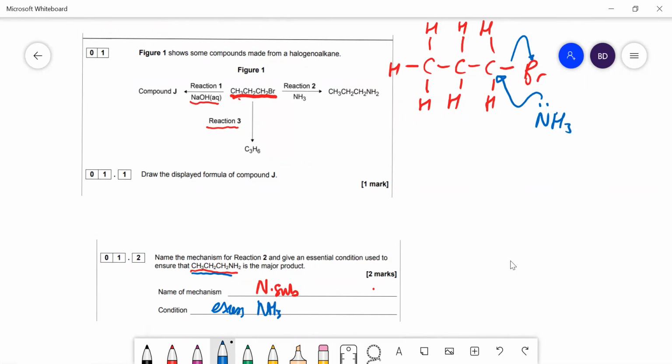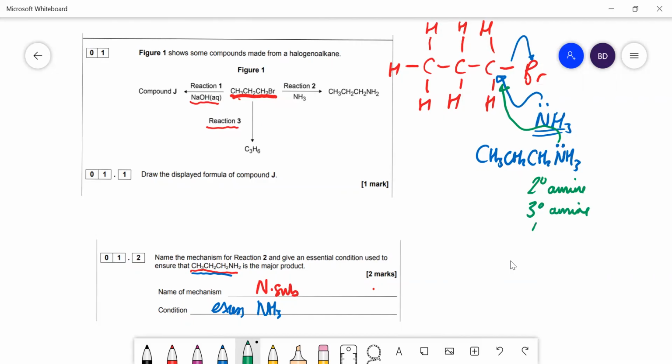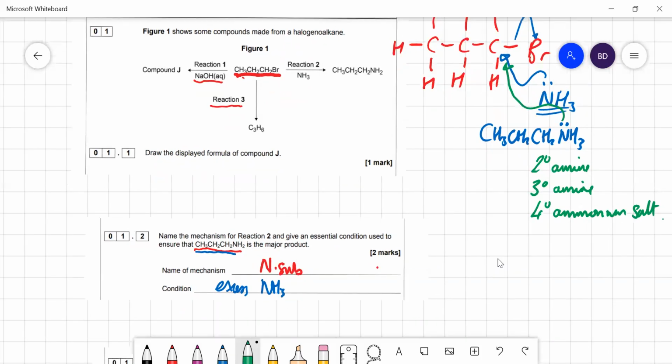And the reason why you've got to use excess ammonia, it doesn't ask you why, but just to explain, is that if you make this product, the primary amine, well, that is actually a pretty good nucleophile as well. And so unless you've got loads of ammonia, this is going to react with the haloalkane, and that will give you a secondary amine. And the secondary amine produced is also a pretty good nucleophile, so it can react again. You can have the tertiary amine and even the quaternary ammonium salt. So that is why you've got to use excess ammonia. Right.